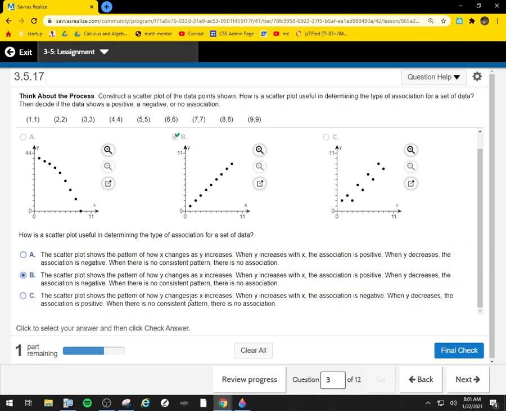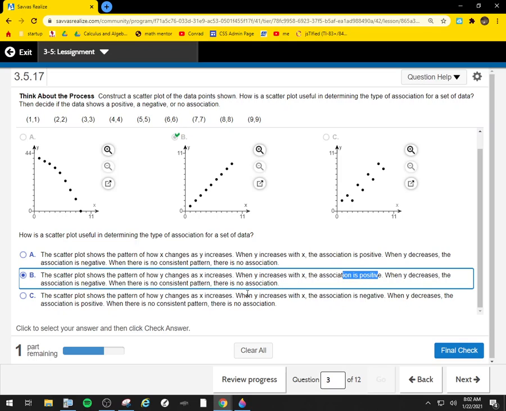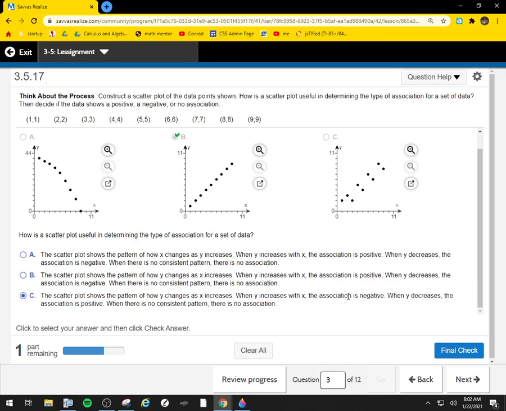So it's going to be one of these two, because these both say the scatter plot shows the pattern of how y changes as x increases. Remember, x is our independent variable. The one that's independent is the one that makes the other one change. So when y increases with x, the association is positive. That is true. When x increases, y is also increasing. We call that a positive association. And if we look at the next one, when y is increasing with x, the association is negative. So that tells me this has to be B.